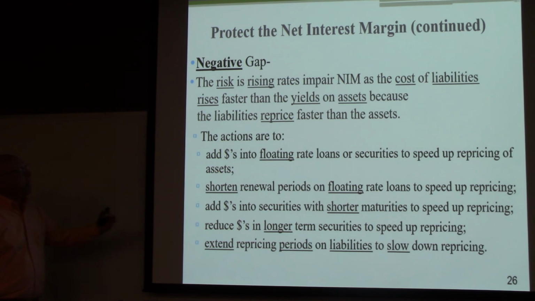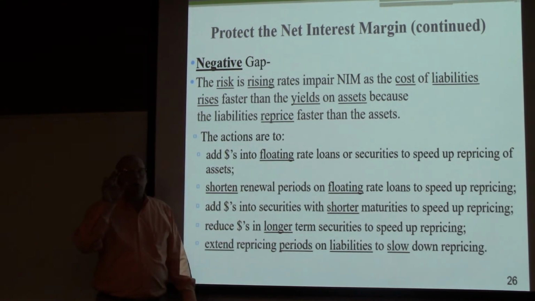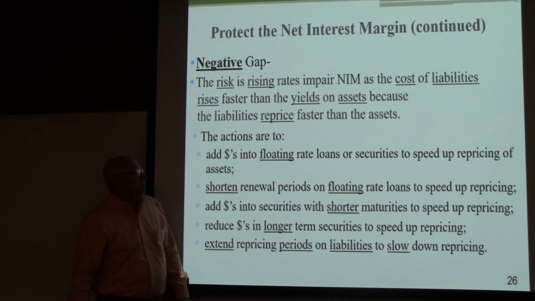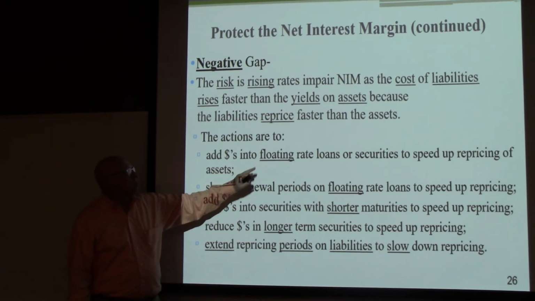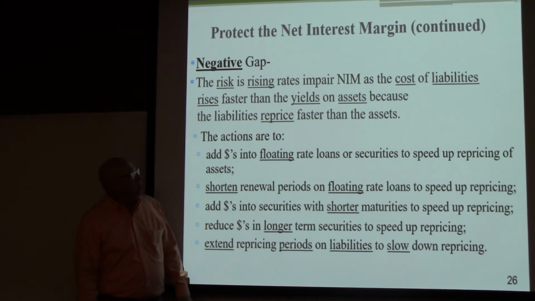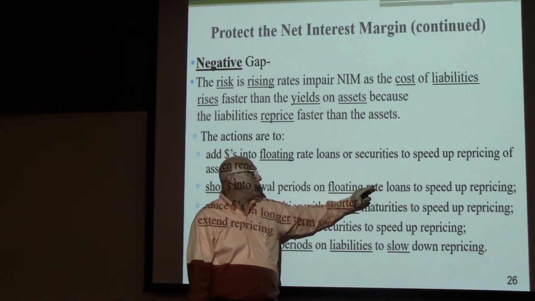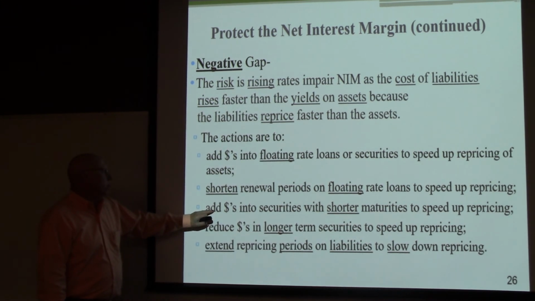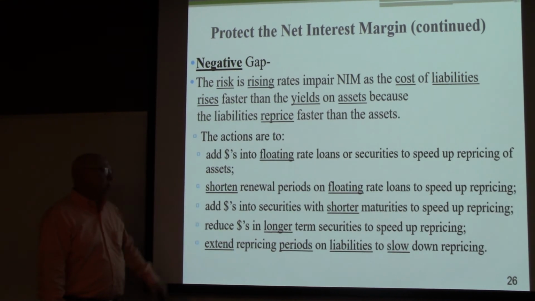The actions related to this are add dollars into floating rate loans. Now you want to speed up the repricing of assets. So you put more dollars into floating rate loans or shorter term securities to speed up repricing of assets. Shorten renewal periods on floating rate loans. Instead of a year, 6 months, so that you can reprice at the higher returns, higher yields. Add dollars into securities with shorter maturities to speed up repricing.